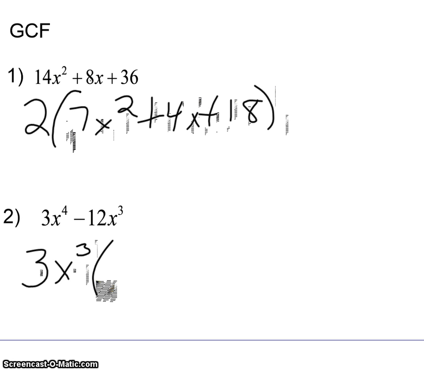So 3x to the fourth divided by 3x to the third is x. Negative 12x to the third divided by 3x to the third is negative 4.